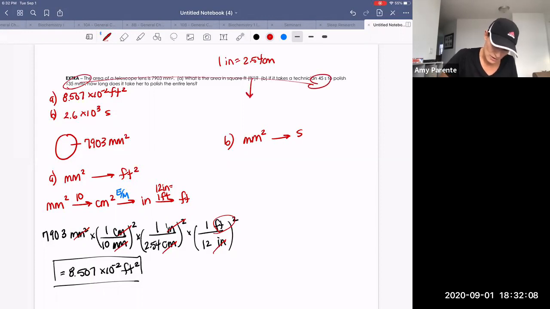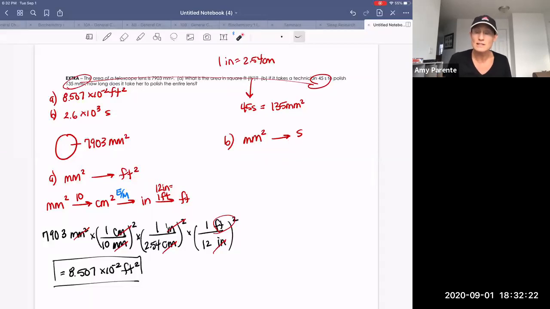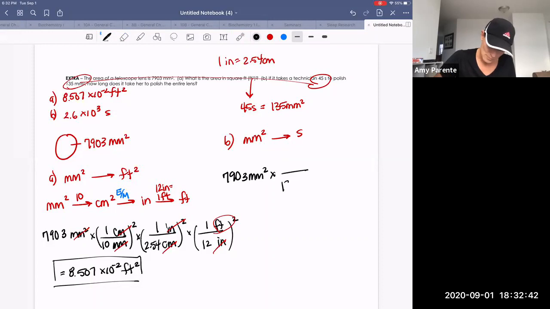I can put this together and say 45 seconds is equal to 135 millimeters squared. Because I have a relationship that's provided that walks me between both of those pieces, this is just a single one-step unit conversion here. So we're going to have 7903 square millimeters. Let me be consistent here. I'm going to put my answer when we execute it in black. 7903 square millimeters times 135 square millimeters can be done in 45 seconds.